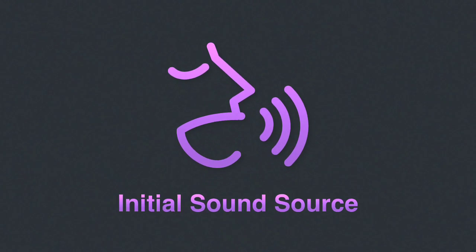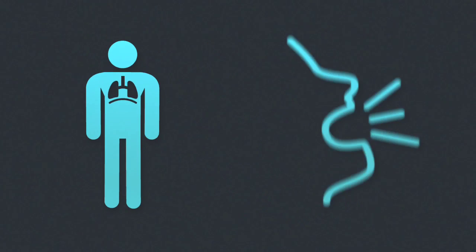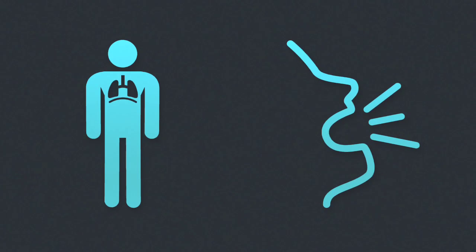But how does this all work in detail? To start off, the initial sound, which would be the voice, creates the sound wave. The person's diaphragm pushes air from the lungs to the vocal cords in the throat. This causes vibrations which produce sound.